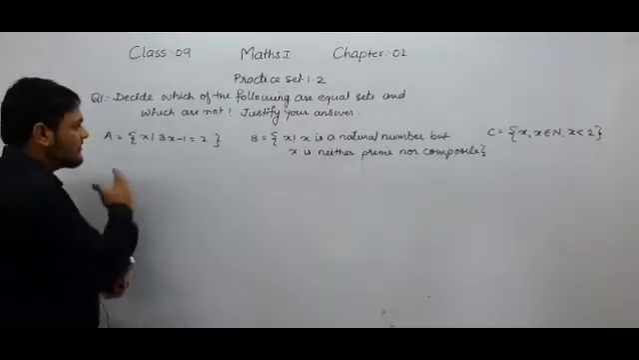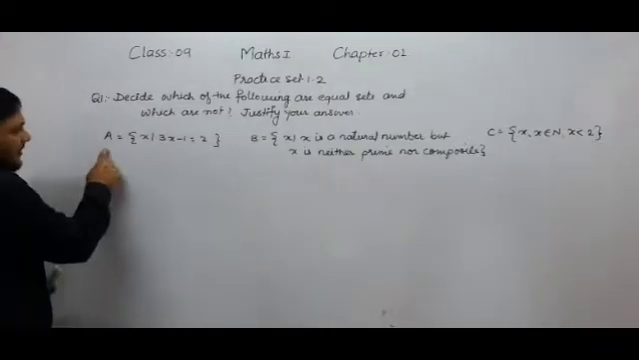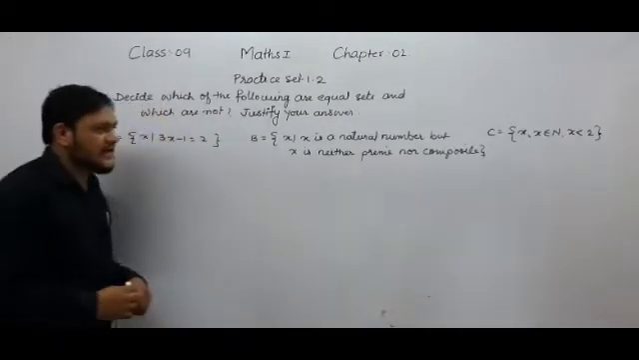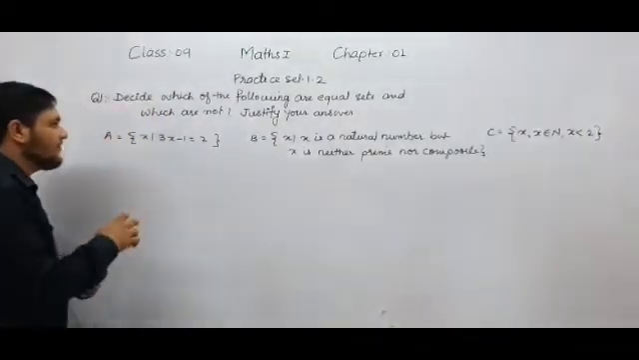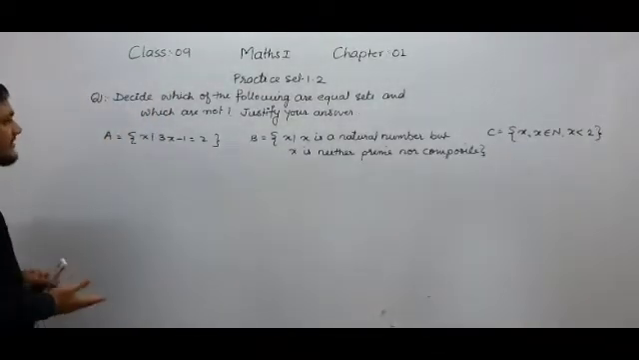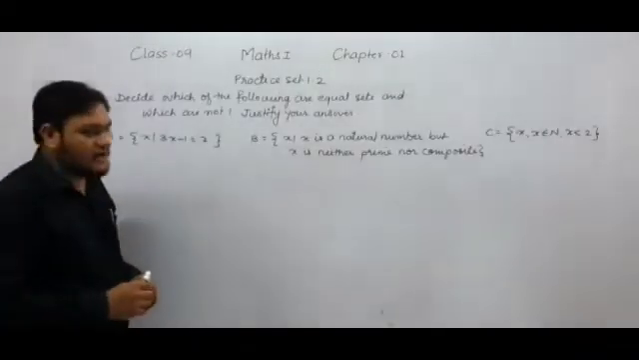So students, you have to see the sets which are written here, A, B and C. You have to decide whether these sets are equal sets or not, and after that you have to give the justification why these sets are equal sets and why they are not.